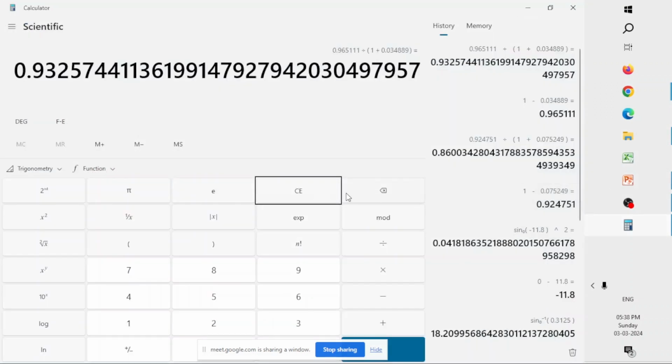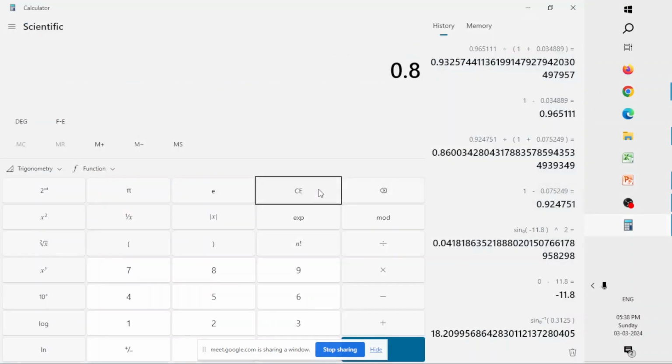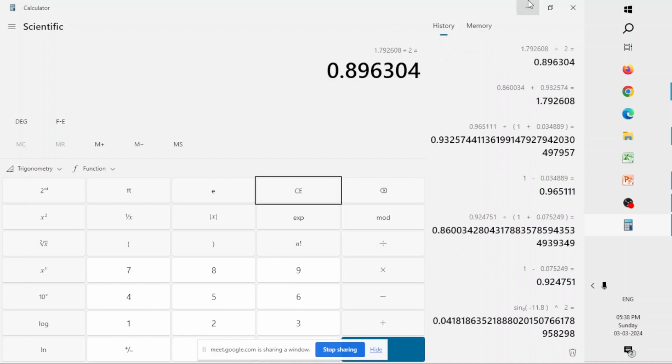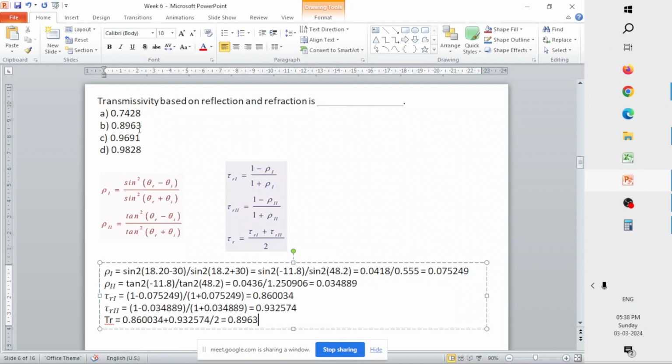Let me just show that here. 0.860034 plus 0.932574 the whole divided by 2 is 0.8963. So your option B.